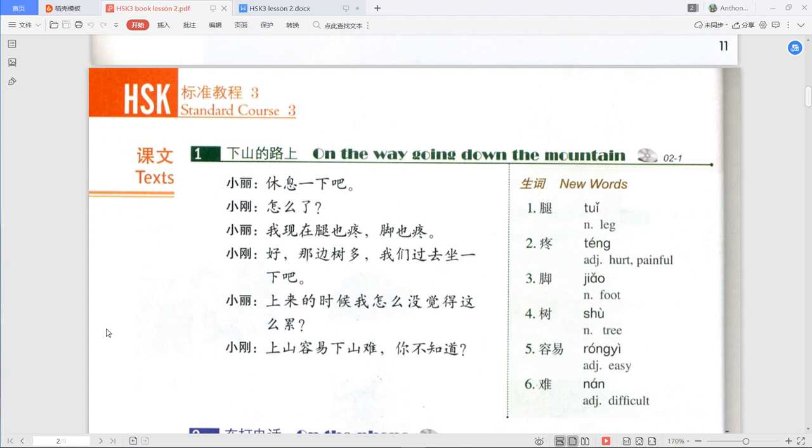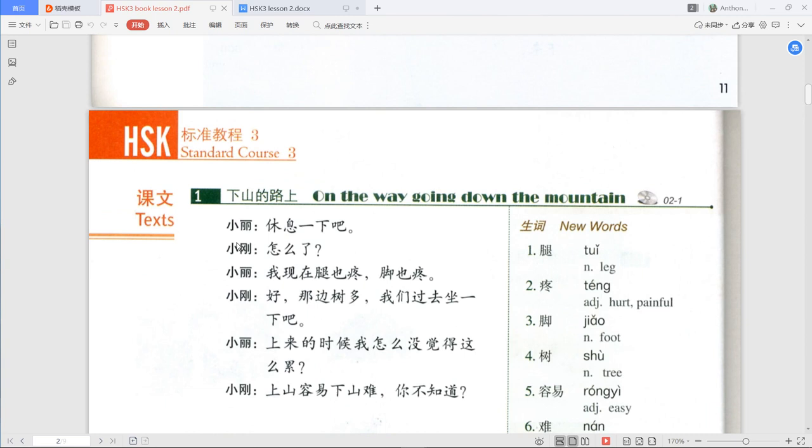Okay, so this is the first paragraph. If we look at each sentence, first sentence, Xiao Li said, 休息一下吧。So first, this vocabulary, 休息 means rest. 一下 is very common in Chinese grammar, it means briefly. We like to use 一下 after verbs. So we use 一下 for many things. For example, 看一下。看, look, 看一下, have a look. Here we also say 坐一下, 坐, sit, let's sit down for a short time. So we like to use 一下.